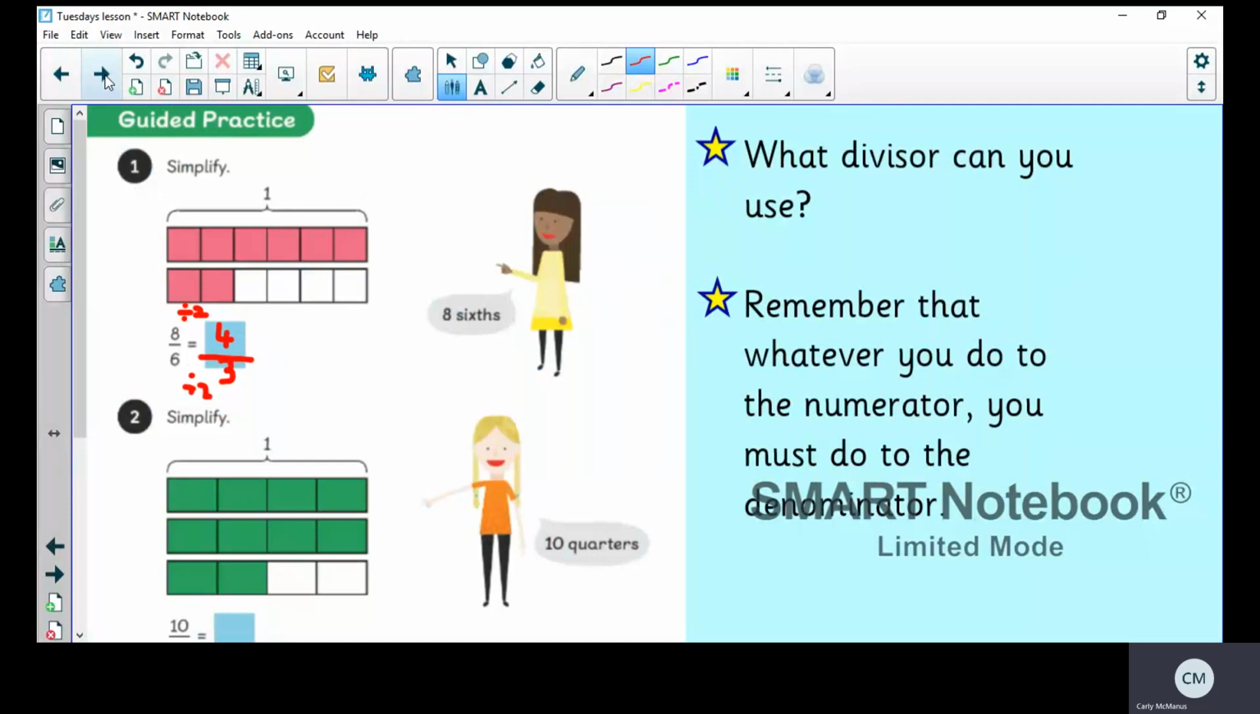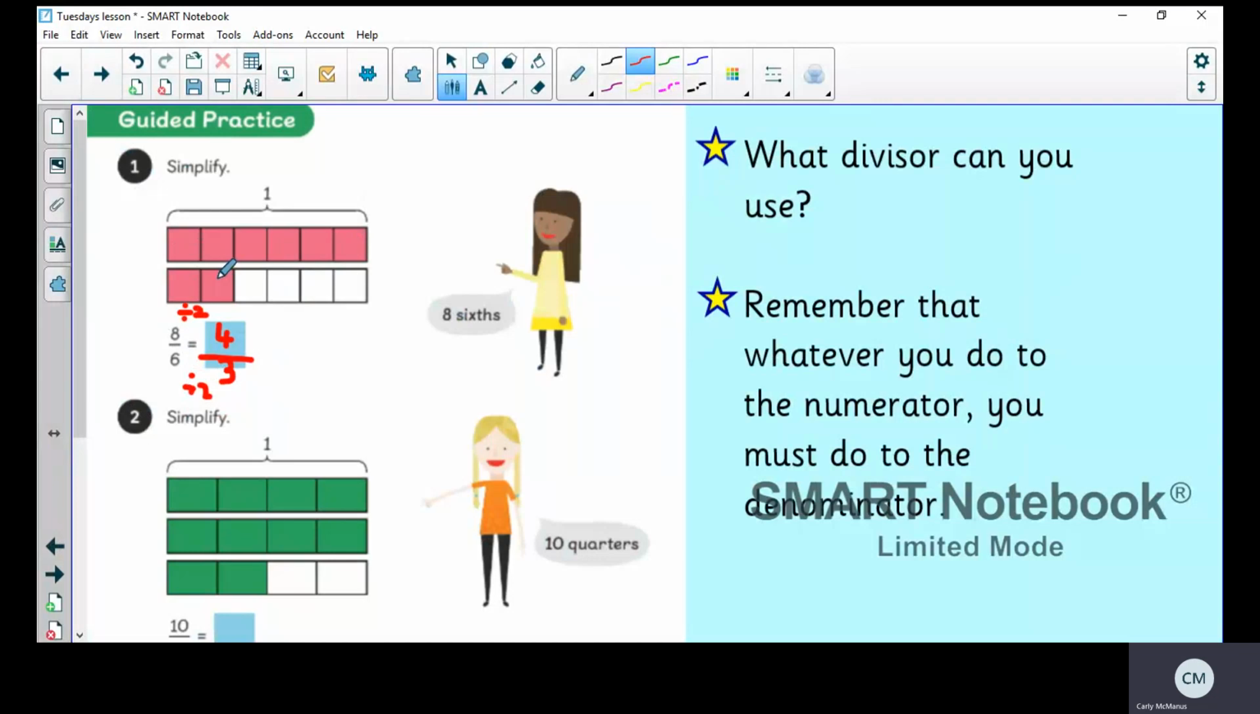So this is just going over yesterday's skill. The fraction just looks a little bit different. So here we've got 8/6. Each bar has been split into 6 because that's the denominator, and then 8 parts have been shaded. Now you need to think about what number will go into both of these to divide by. First you start with 1, don't you? But 1 would make the fraction the same. So then we start with 2. Does 2 go into both? Yes, it does. 2, 4, 6, 2, 4, 6, 8.